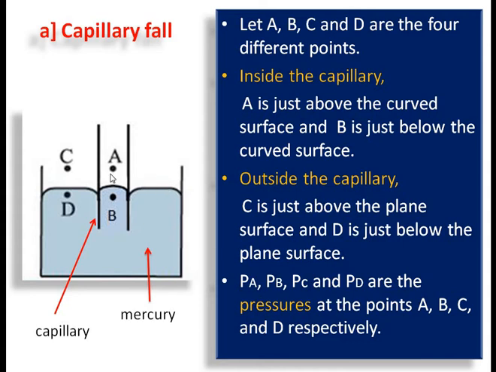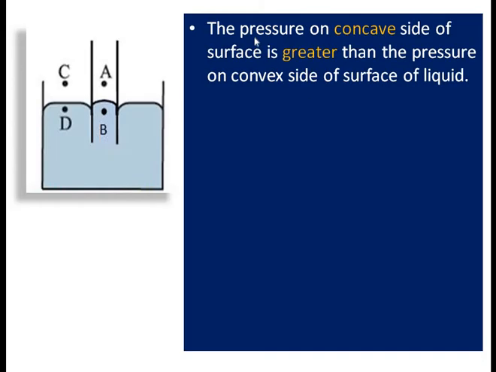PA is the pressure at point A. Similarly, PB, PC, PD are the pressures at points B, C and D respectively. We know that the pressure on the concave side of the surface is greater than the pressure on the convex side of the surface of the liquid.